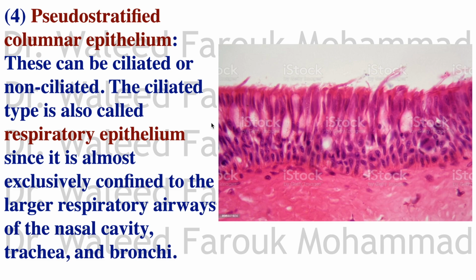The pseudo-stratified columnar epithelium can be ciliated or non-ciliated. The ciliated type is almost exclusive in the respiratory tract, meaning in the nasal cavity, trachea, and bronchi. It's the one you see here. You see the cilia very evident at the top. Pseudo-stratified because all the cells reach the basement membrane. These are not stratified. This is not stratified epithelium. This is pseudo-stratified columnar epithelium.